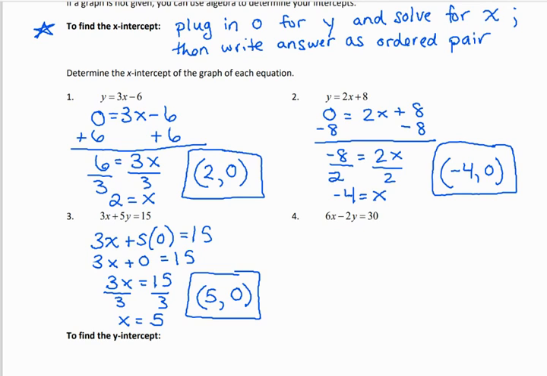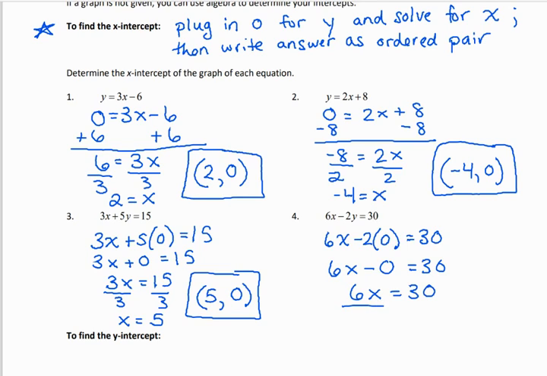All right, number 4, again, we're looking for x, so we leave x as is, but I plug in 0 for y. And this time we can actually perform some operations. So this is saying 6x minus 0, because 2 times 0 is 0. Well, what's 6x minus 0? It's just 6x. And now we can divide by 6, and 30 divided by 6 is positive 5.